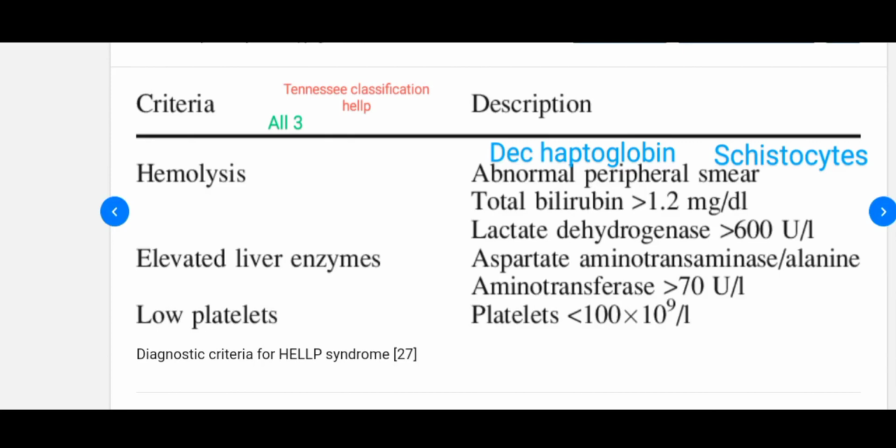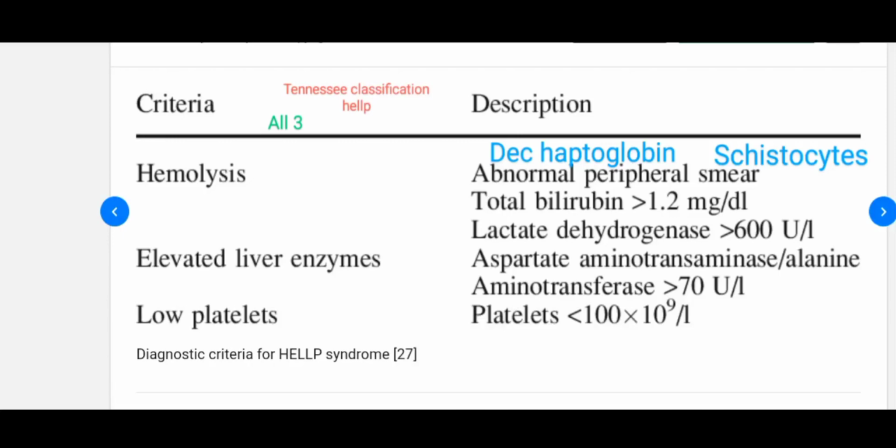Then is total bilirubin more than 1.2. Why is it so? Because when the RBCs break, there is a release of hemoglobin, and hemoglobin is further converted to bilirubin. Then is lactate dehydrogenase more than 600 units per liter. And in elevated liver enzymes, it is AST, aspartate aminotransferase, or ALT, alanine aminotransferase, more than 70 units per liter. And low platelets is less than 1 lakh.